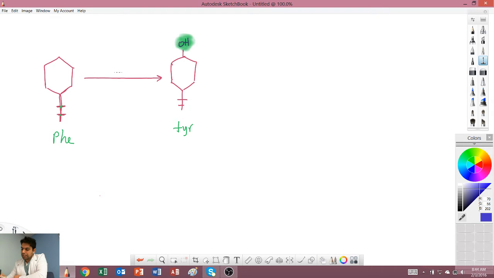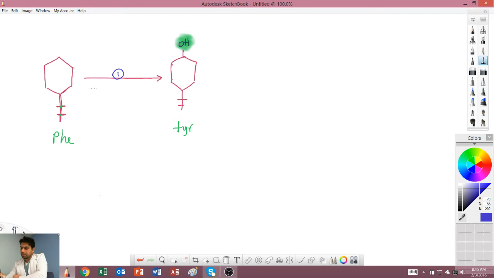Now there should be an enzyme that converts phenylalanine to tyrosine. Let's just do the diagram first. As soon as I tell you the diseases, it will make more sense. So now there should be an enzyme, and the enzyme should be named phenylalanine hydroxylase. Why? Because you're hydroxylating which amino acid? Phenylalanine. If you're hydroxylating phenylalanine, then you should call it phenylalanine hydroxylase. That's the name of the enzyme at position 1.